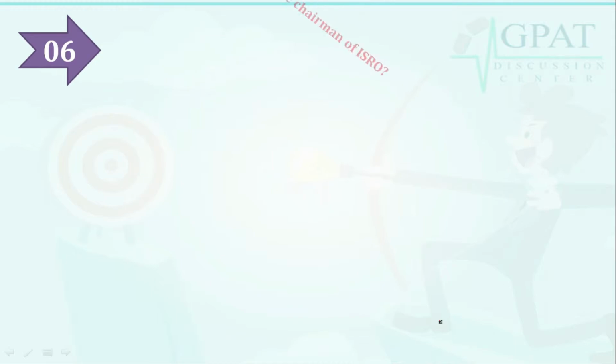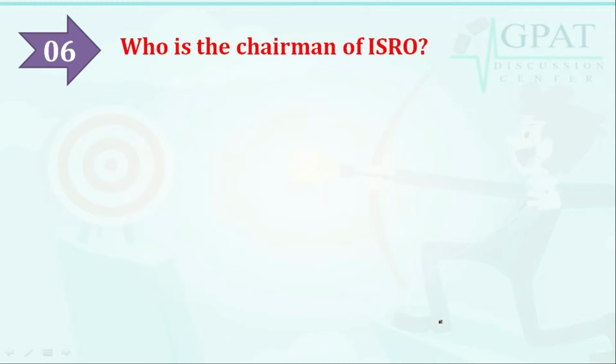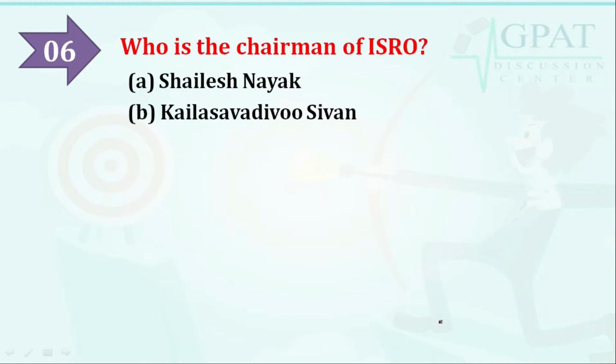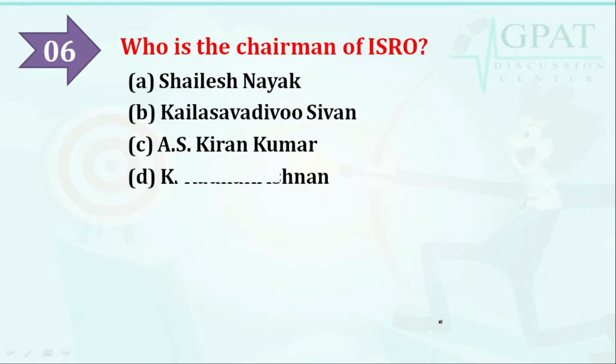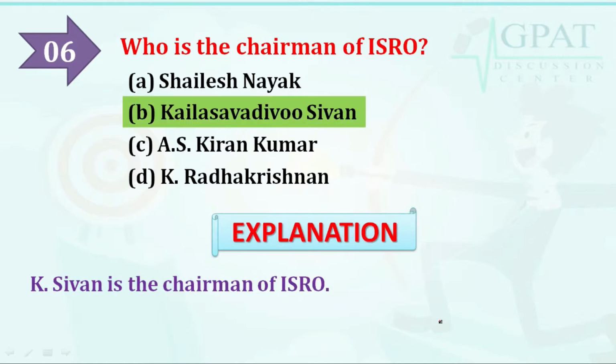So the next question is, who is the chairman of ISRO? And the options are A, Shailesh Nayak, B, Kailasavadivoo Sivan, C, A.S. Kiran Kumar, and D, K. Radhakrishnan. The correct option is B, and K. Sivan is the chairman of ISRO.